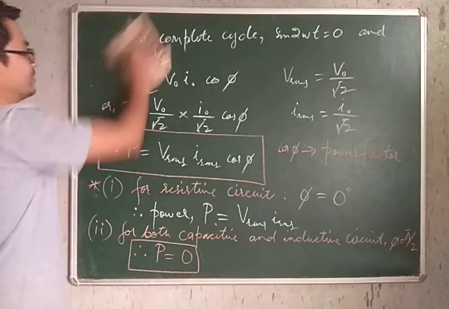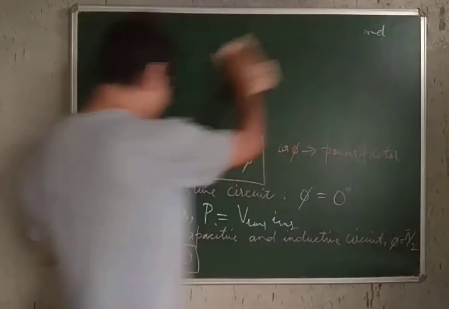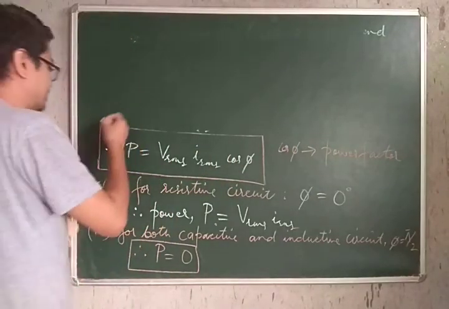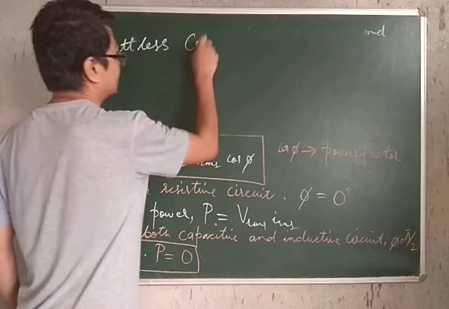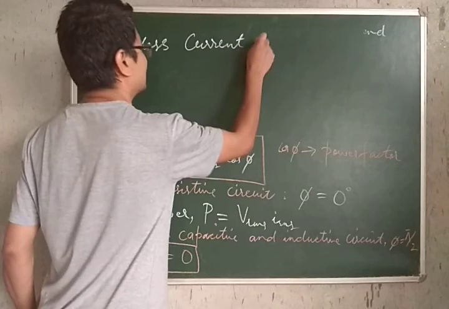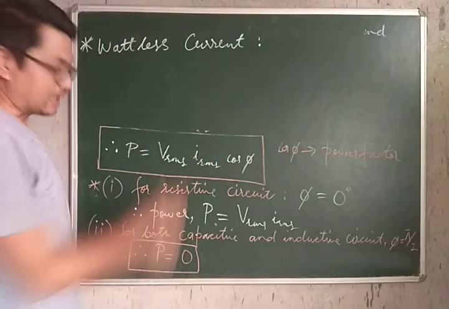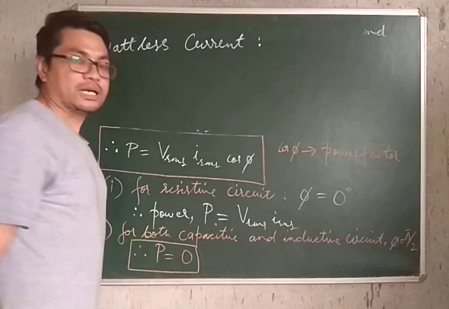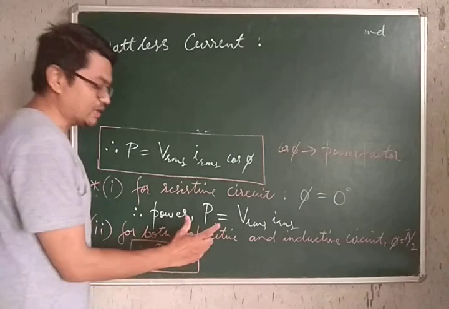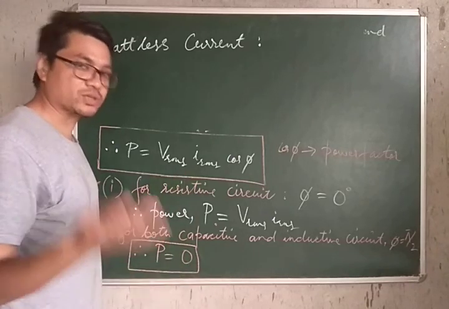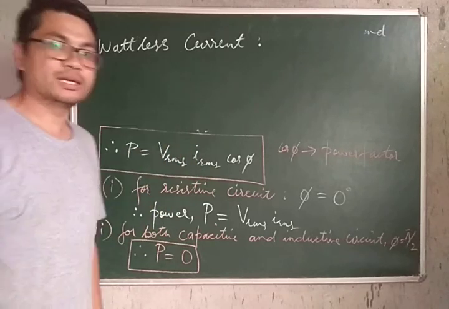So I hope I can erase this. You can write the definition of wattless current yourself. Sometimes you get a 1 mark question, define wattless current. The current flowing in a purely inductive or capacitive circuit which has no resistance, of course, in which case there is no energy dissipation in the circuit because the power is 0. Such a current is what is called wattless current.